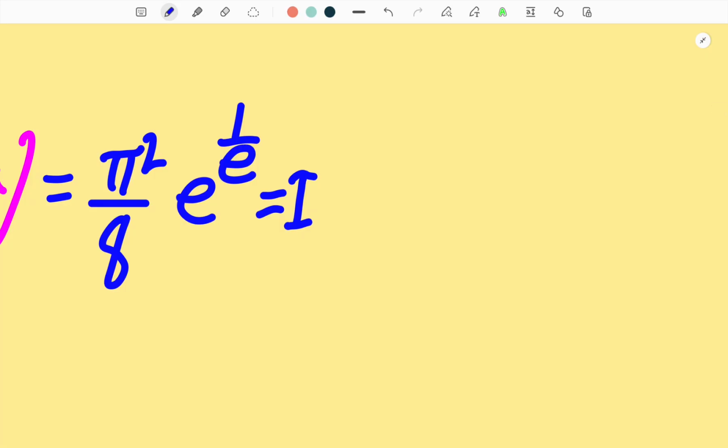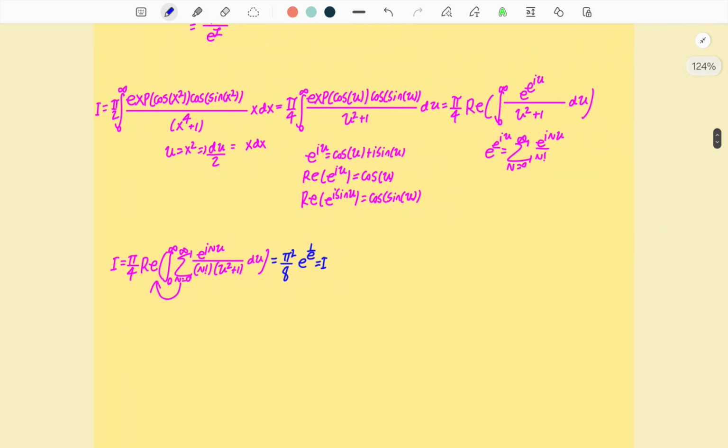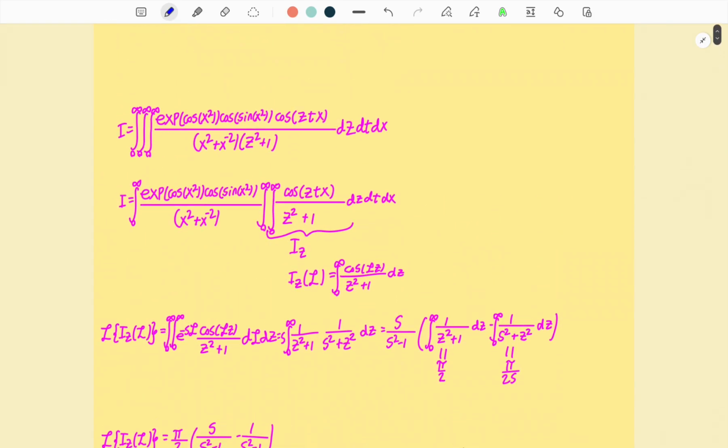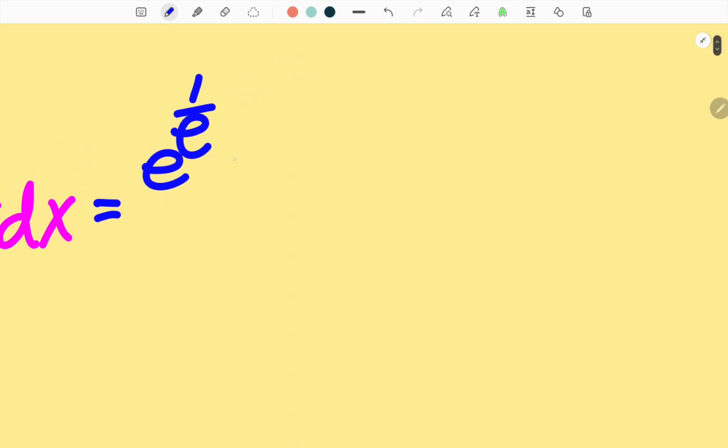Now this is just a very, very satisfying result. Pi's and e's coming together. I mean, it is just beautiful. This integral is one of my favorite integrals I've ever done. It's the first triple integral we've ever done on the channel. So let me go ahead and write this down over here. This right here equals e to the 1 over e times pi squared over 8.